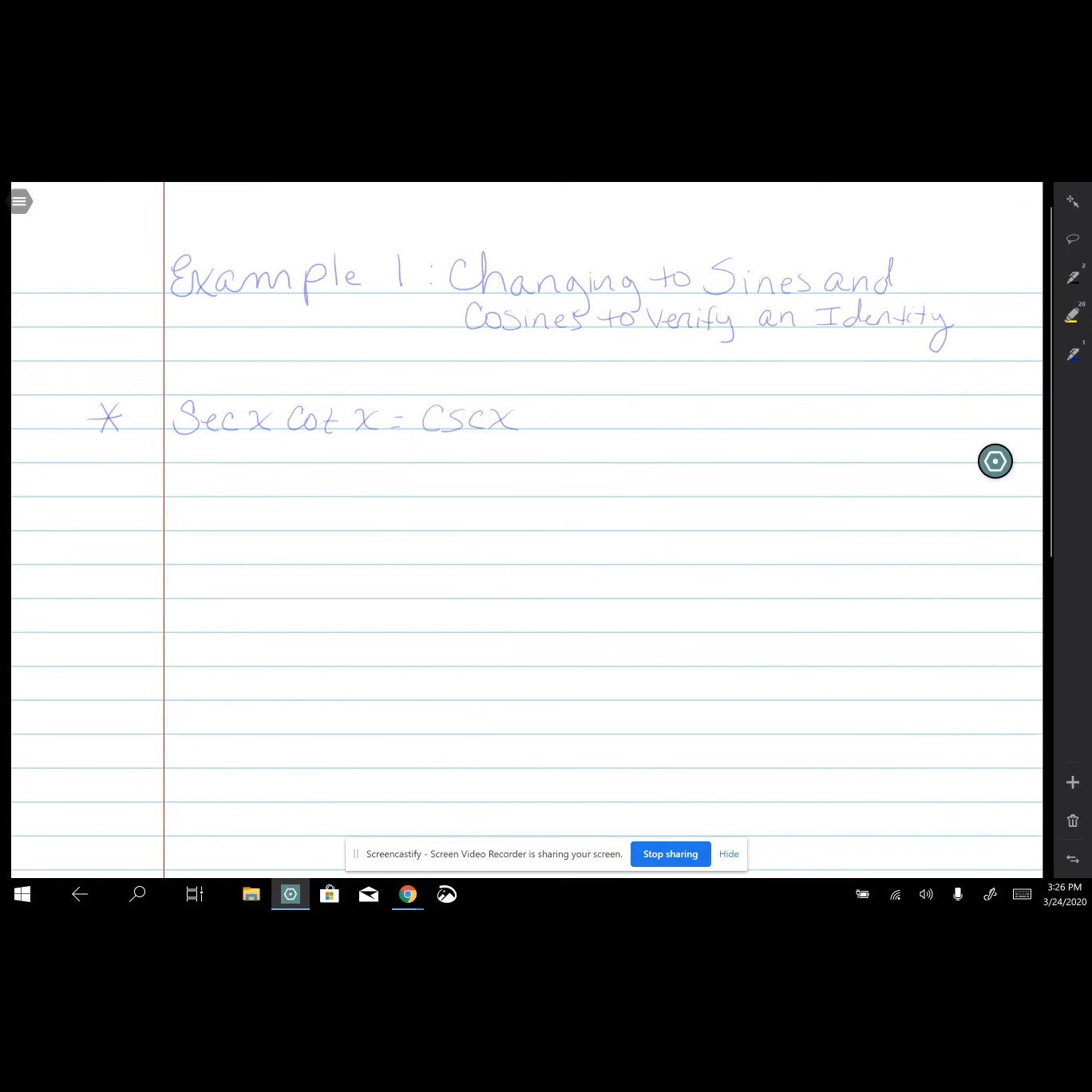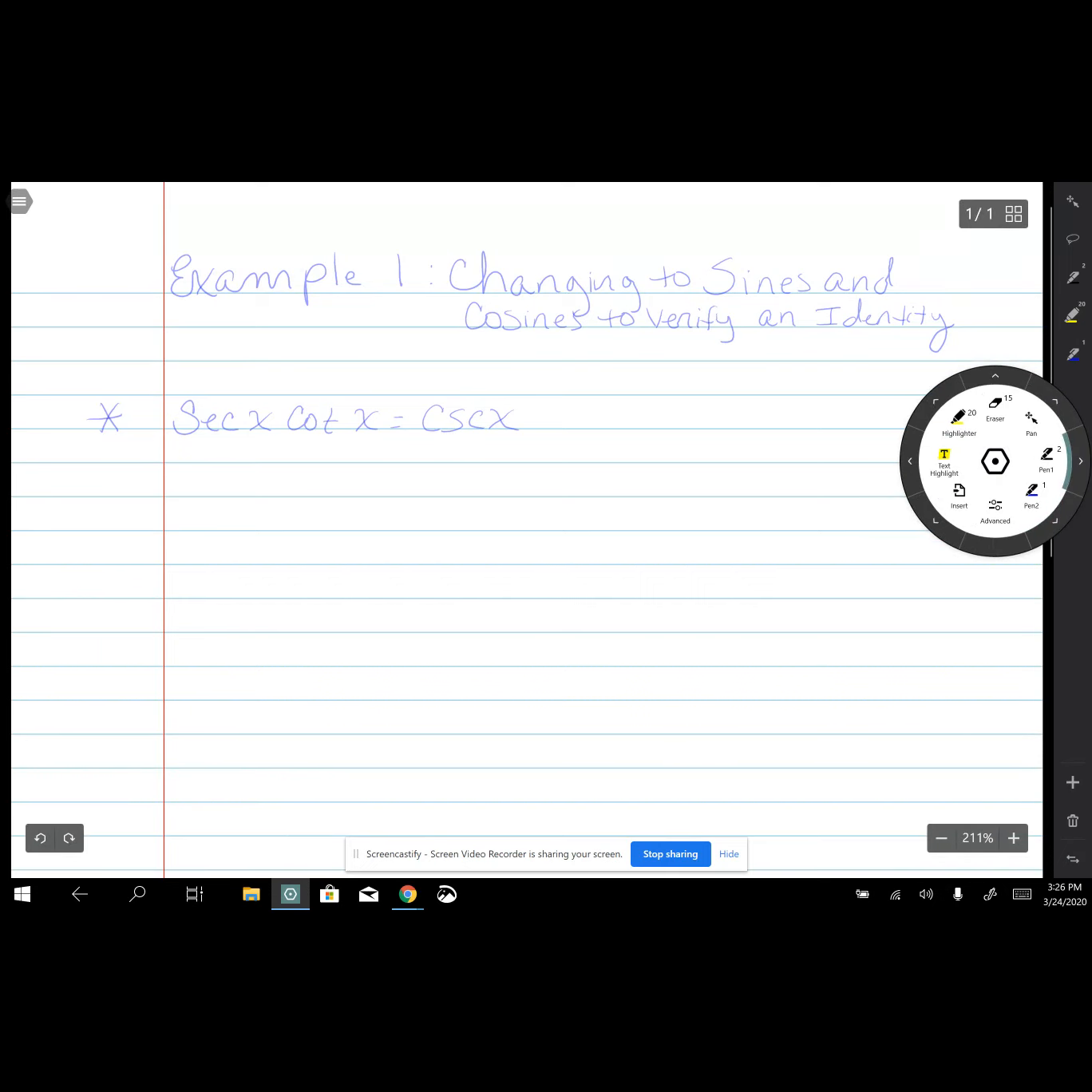All right, so here's our first example. We are going to be changing the left side into the right side by using sines and cosines. So when you are given a problem that looks like this and you're trying to approach it, we're saying, okay, can I turn cosecant of x into secant x cotangent x? The answer is probably not, because I've got one thing on this side and I've got two things over here, so that's just not going to work for me. But now, can I turn this secant x cotangent x into a cosecant of x? The answer is probably so. However, how do I do that?